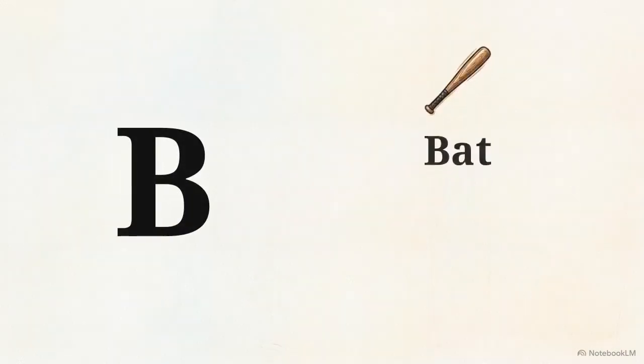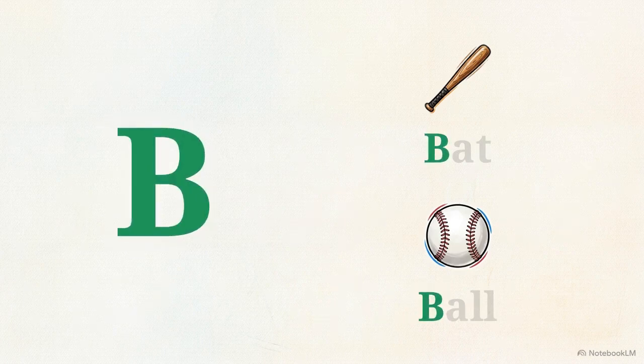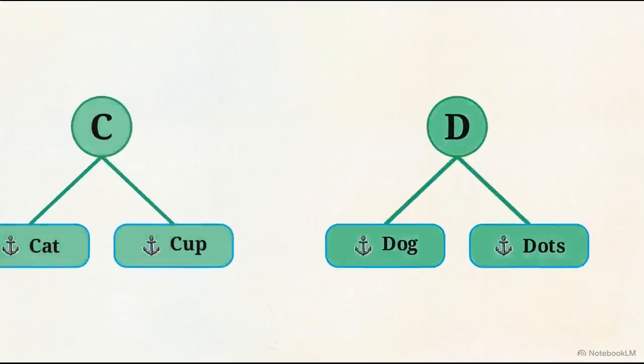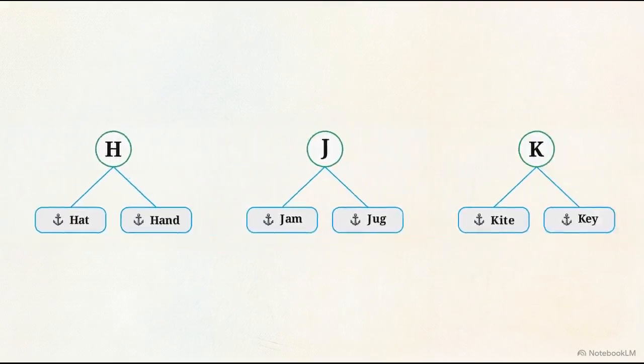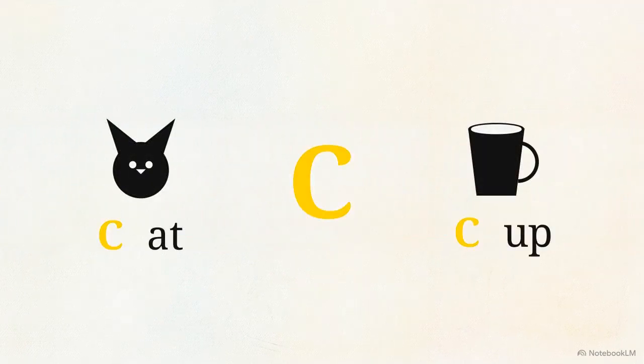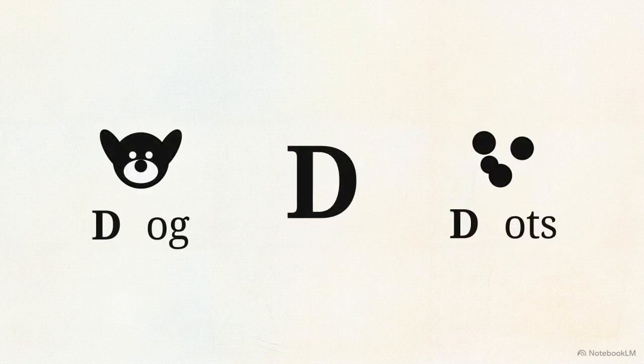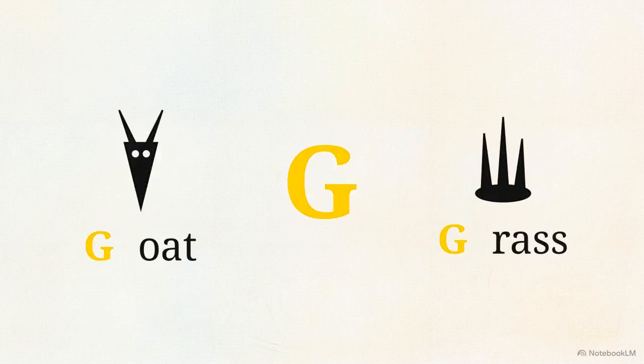We pair the consonant B with two distinct physical objects, a bat and a ball. The decoding process starts by stripping away the rest of the word. You isolate the initial sound, the B in bat and ball, before processing the remaining letters. This exact same predictable initial sound extraction applies across the board for surrounding consonants. You extract the hard K from cat and cup for C, the D from dog and dots for D, and the hard G from goat and grass for G.